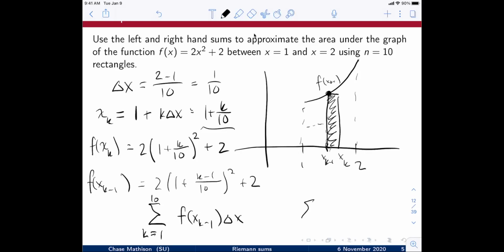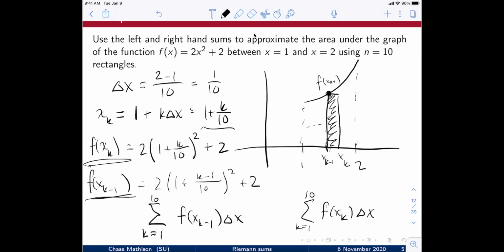For the right-hand sum, what's going to change? It's going to be the sum k equals 1 to 10 of, what's really the only thing that changes? It should just be f of xk. Perfect. It's just going to be f of xk instead of f of xk minus 1. And like I said, I'll evaluate these before I upload them after class, so that you can see the explicit computation, but you're just plugging in what we found here into these sums.